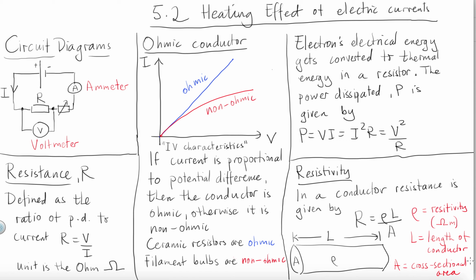is the cross-sectional area. So if I was to have a smaller cross-sectional area, that would give me a larger resistance. If I was to have a longer length of wire, then I'd have a larger resistance, and a larger resistivity would give me a larger resistance.